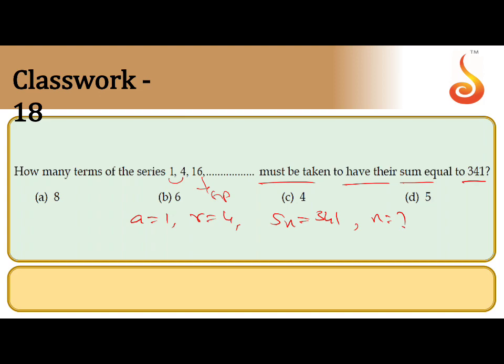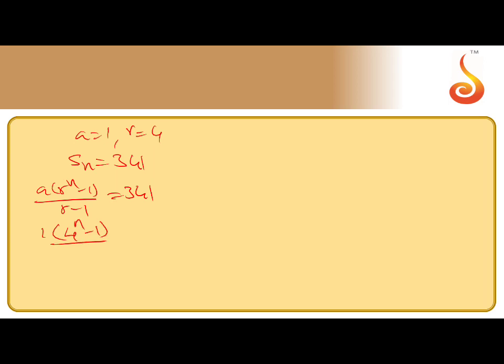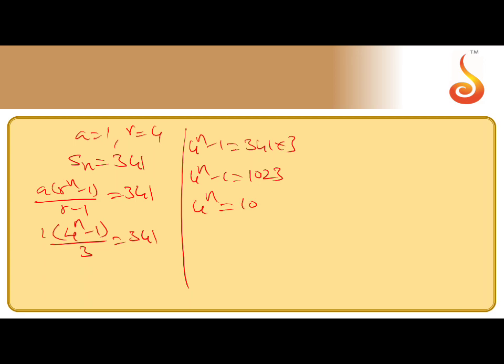You can take the next page and solve it. So the question: what is A? A is 1, R is 4. Sn is given as 341. Sn is A into R power n minus 1 by R minus 1, equal to 341. With A as 1 and R as 4, we get 4 power n minus 1 by 4 minus 1, that is 3, equal to 341. So 4 power n minus 1 is 341 into 3, which is 1023. So 4 power n equals 1024.